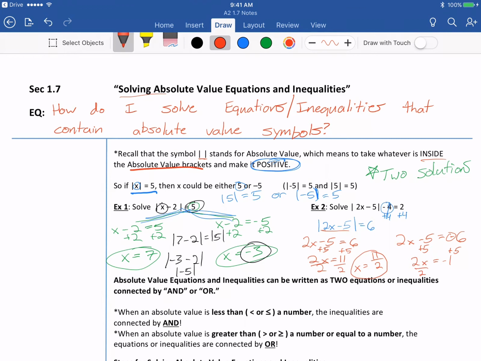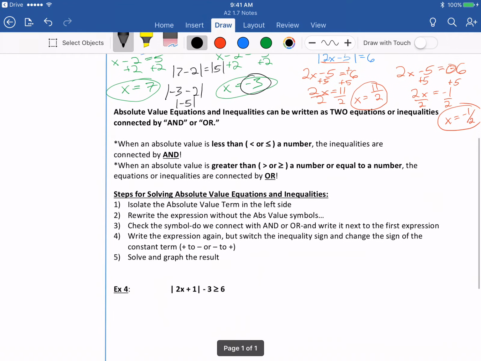And if I divide by 2 here, I get x is equal to negative 1 over 2. Okay, so notice, break those guys apart. Break them up into the positive 6 and that negative 6 here. And then go through and solve each one of those. So notice, every single one of these guys has two solutions, absolute values. All right, so that is the absolute value equations.